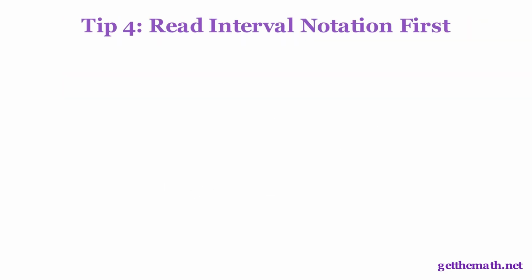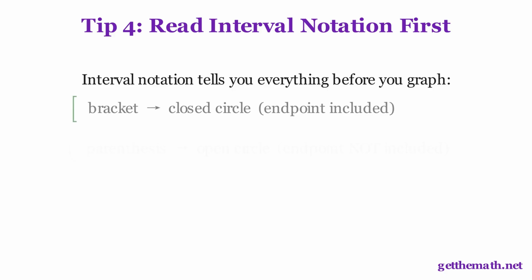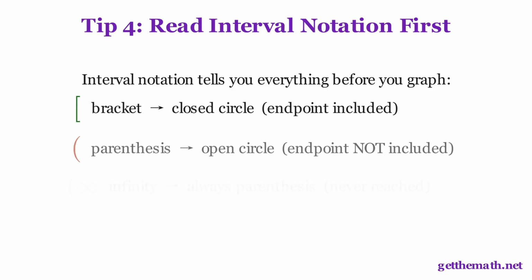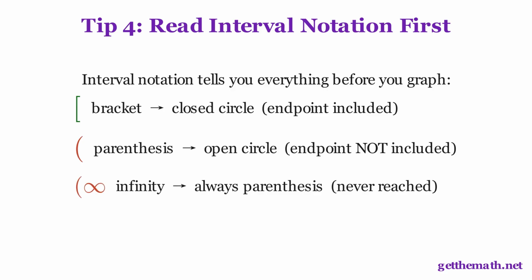Tip number 4, read the interval notation first. Before you even touch the number line, look at the interval notation and let it tell you everything. A bracket means the endpoint is included, so you use a closed circle. A parenthesis means the endpoint is not included, so you use an open circle. Infinity always gets a parenthesis, because infinity is never actually reached.